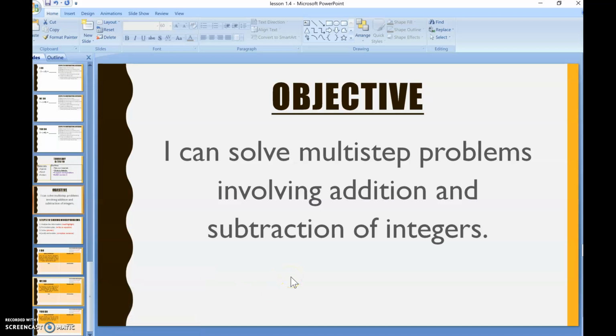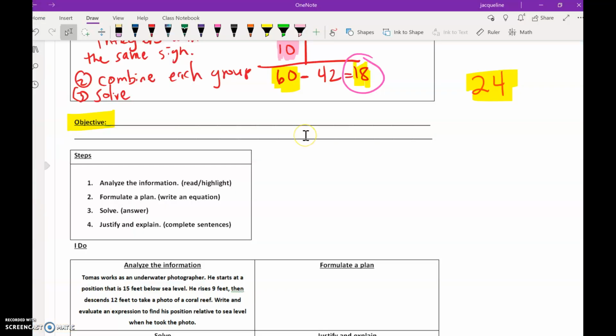And these word problems are going to be, I'm sorry, that's my timer.